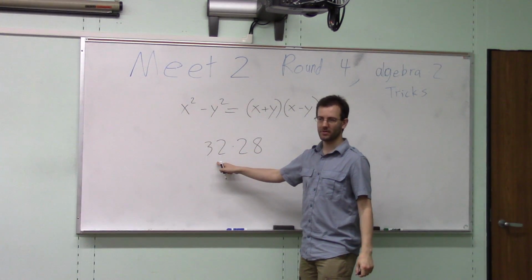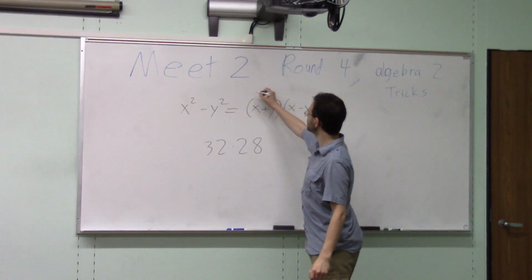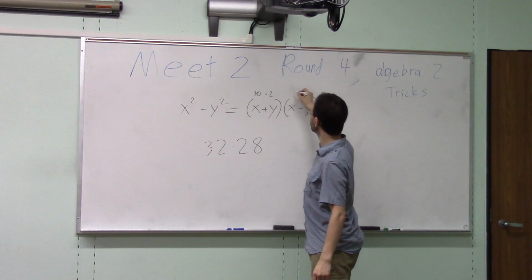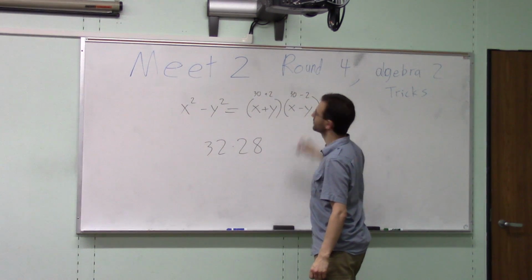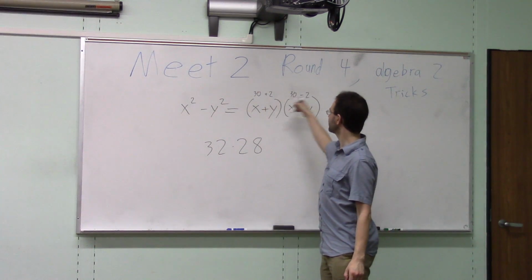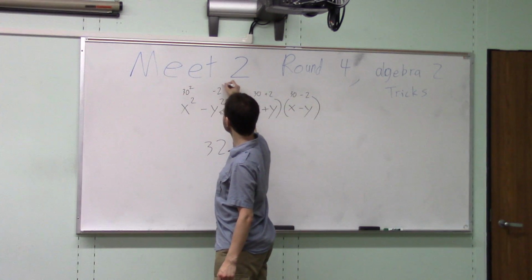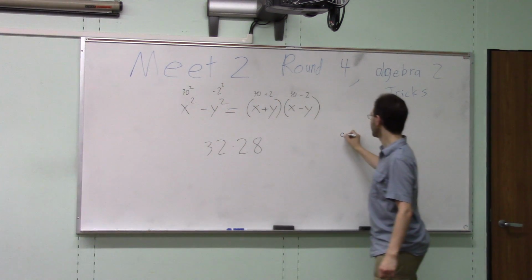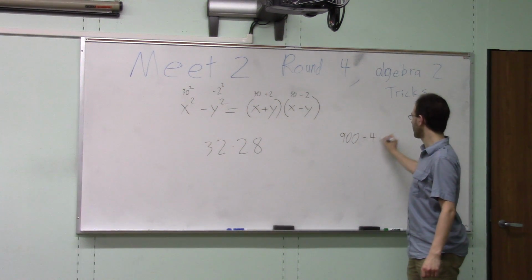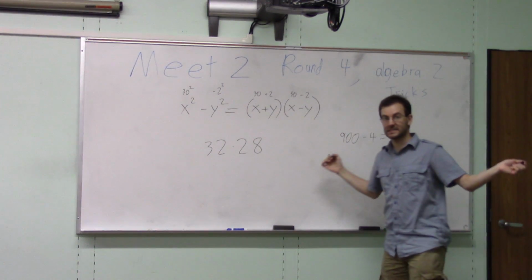This is 2 more than 30. This is 2 less than 30. So in a way, this is 30 plus 2, and this is 30 minus 2. And 30 plus 2 times 30 minus 2 is the same as 30 squared minus 2 squared. That's 900 minus 4, which is 896. And it's done!